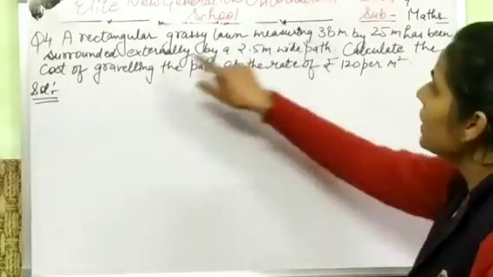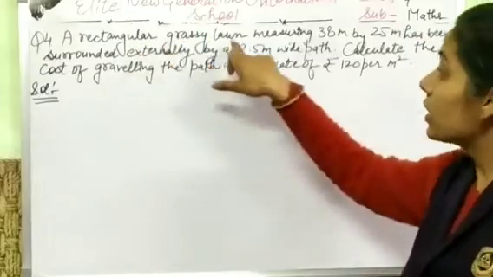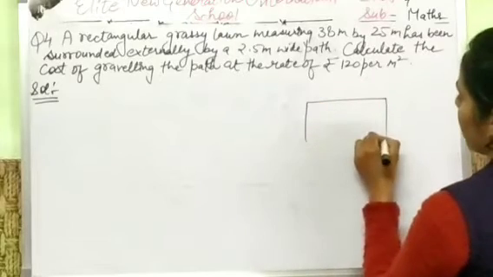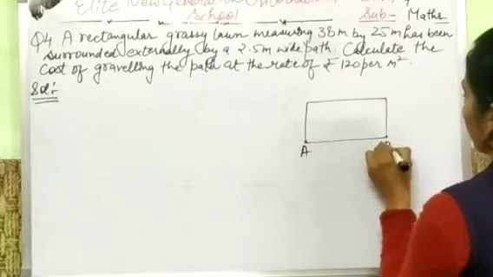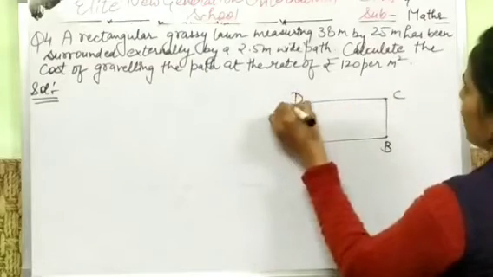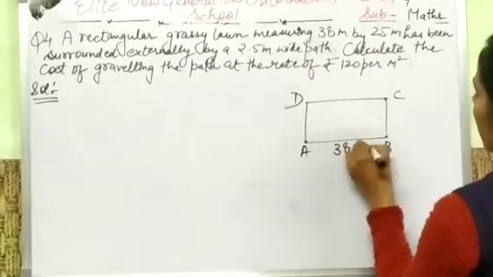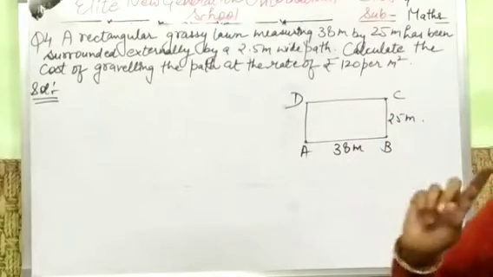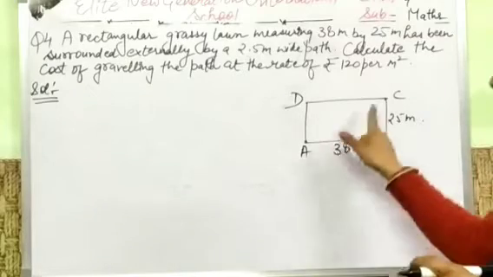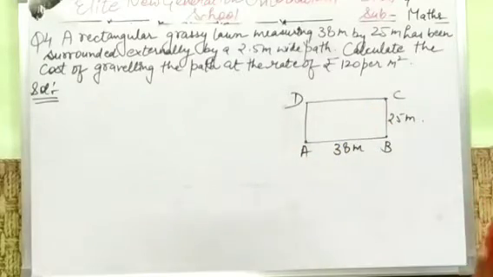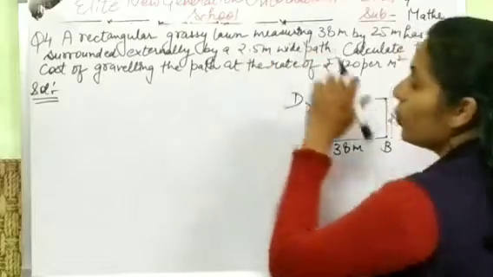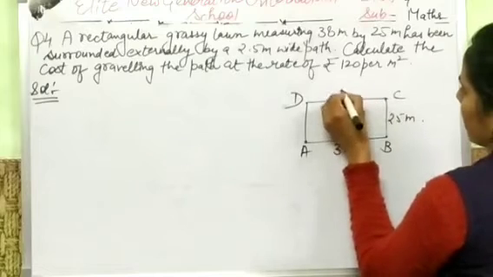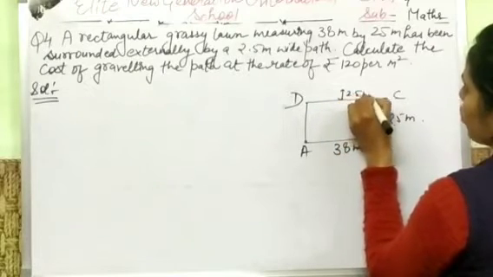Here you can see the lawn is in the shape of a rectangle, so first make a rectangle and name it ABCD. It has dimensions 38 meter long and 25 meter broad. But it has been surrounded externally. This rectangular lawn has been surrounded externally by a 2.5 meter wide path. So let's take this distance as 2.5 meters.